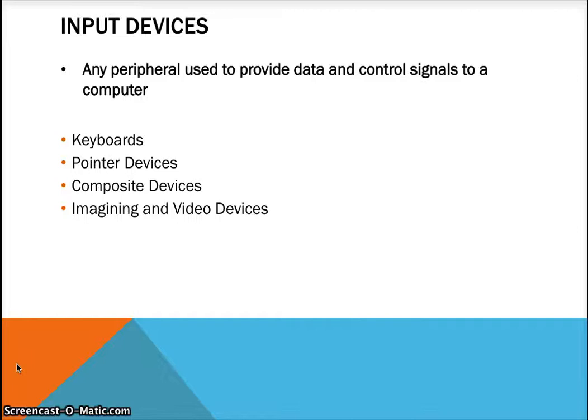Lastly, imaging and video devices are used to digitize images or video from the outside world into the computer. This information can be stored in large amounts of formats. Examples of imaging and video devices include camera, camcorder, portable media player, webcam, Microsoft Kinect sensor, image scanner, fingerprint scanner, and many more.